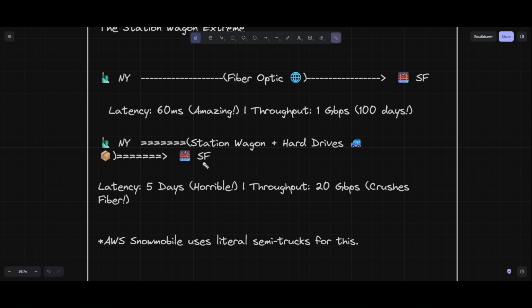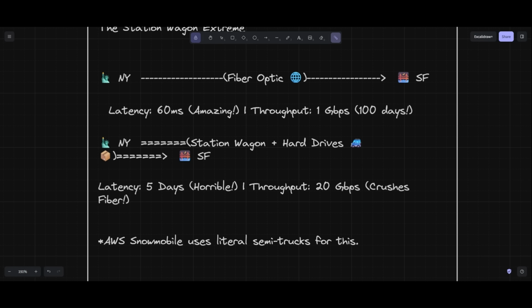So what is the alternative? Well, you take all those hard drives, right? All, let's say 100 giant hard drives. You put them in cardboard boxes, you load them into the back of a station wagon, and you just physically drive the car from New York to San Francisco. Let's analyze the station wagon as a computer network.